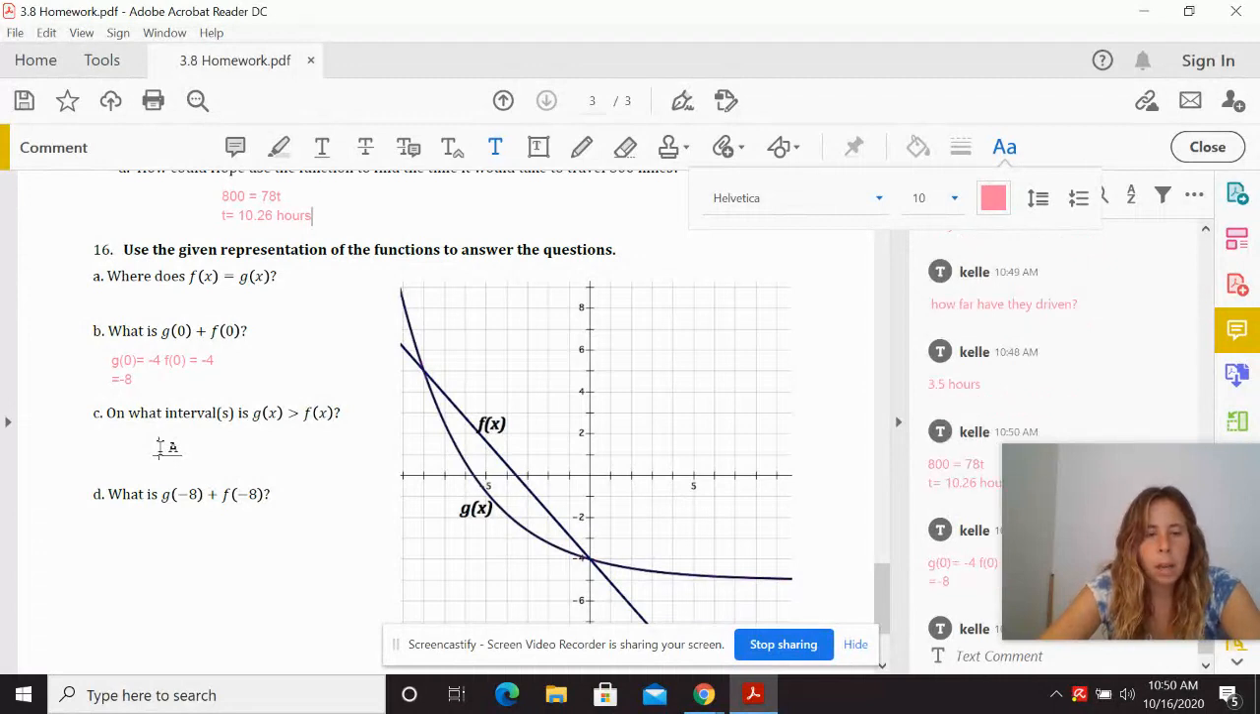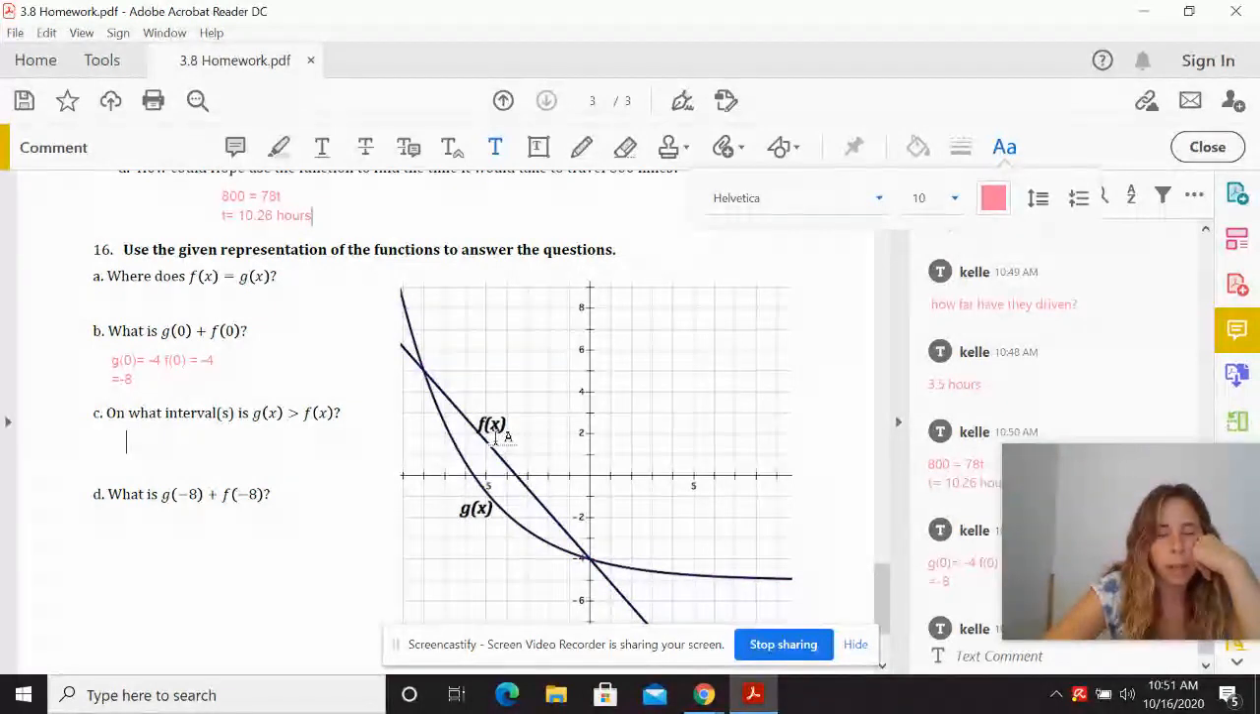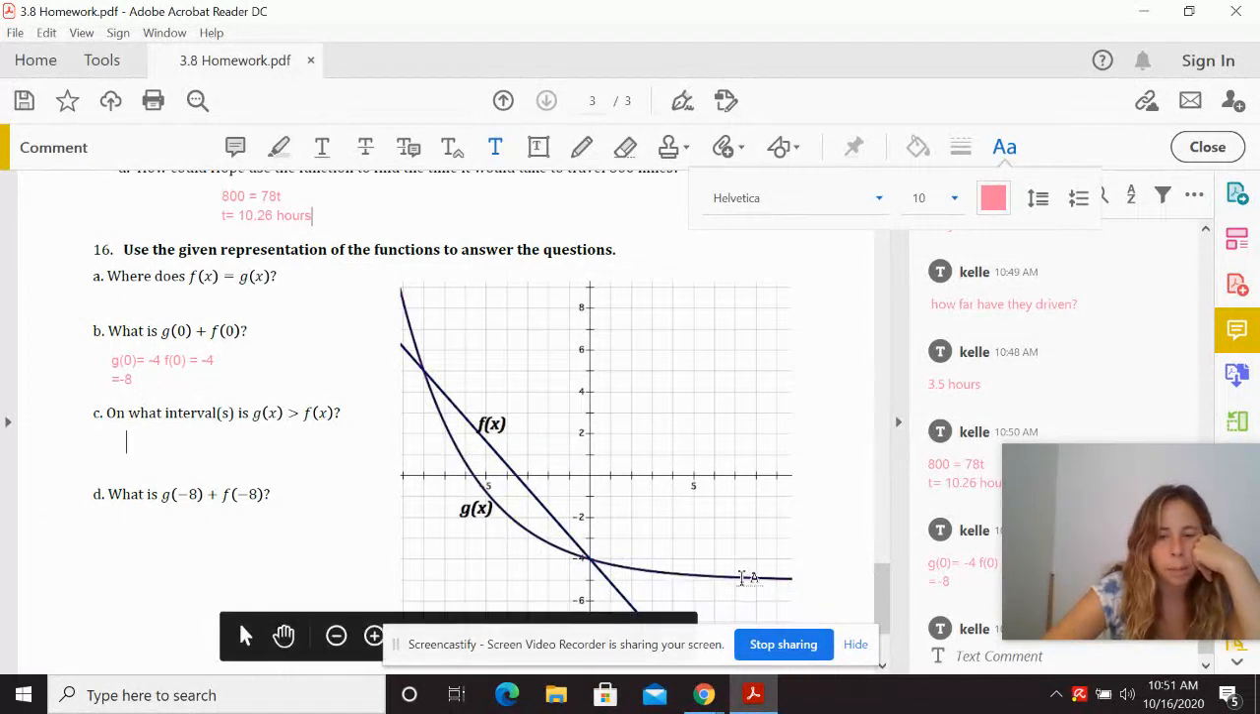Okay, on what intervals, wait, we haven't really done this. Oh well, is g of x greater than f of x? So when is g of x greater? So whenever we're looking at the y values. So it's greater here because it's higher up. So it's greater here, and then it's lower, and then it's also greater here.